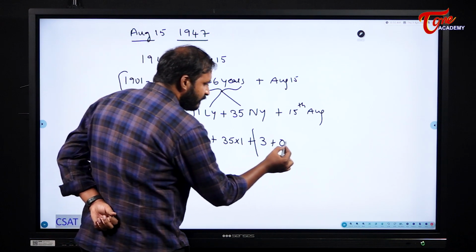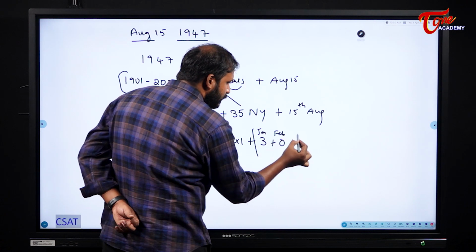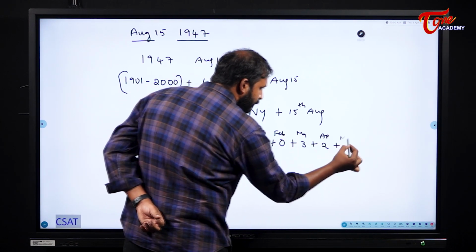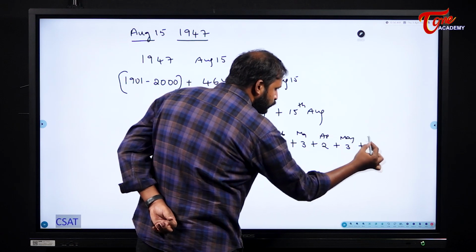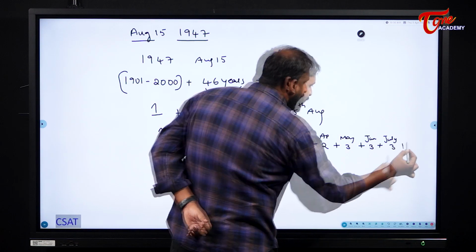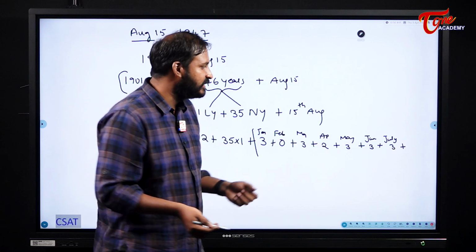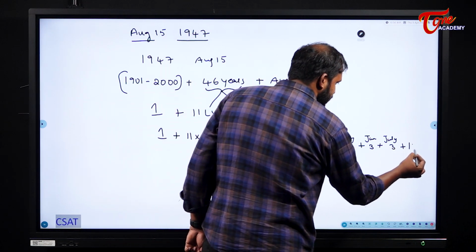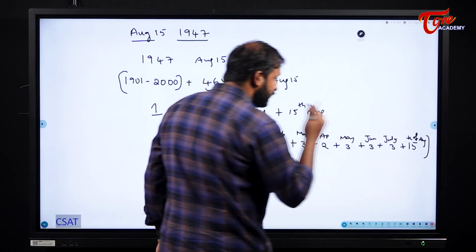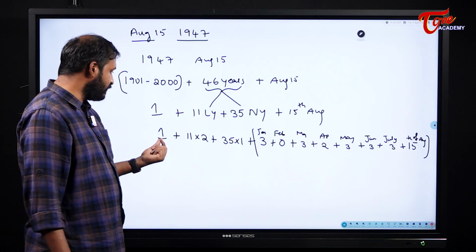0. January, this is Jan, this is Feb, March, April, May, June, July, and August. We are not writing the code for August. Why? Because the month of August is not yet finished. So directly we will write the days. That is, this is 15th of August. We are calculating for 15th of August, right?